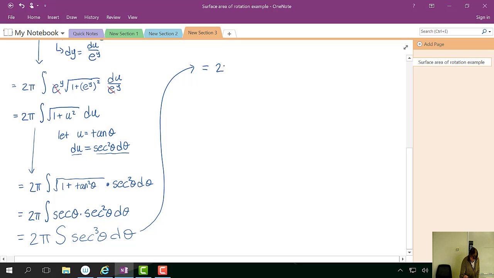Which, if you remember the formula from a page ago, you could go through the work with this on the test, but integral secant cubed is going to be what? The average of secant's integral plus its derivative.